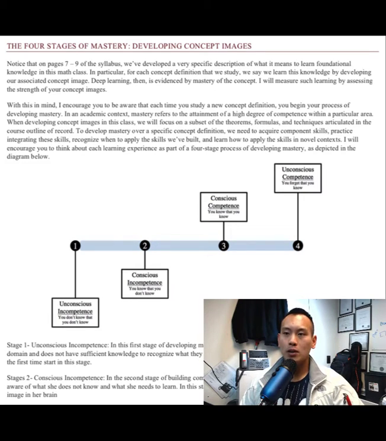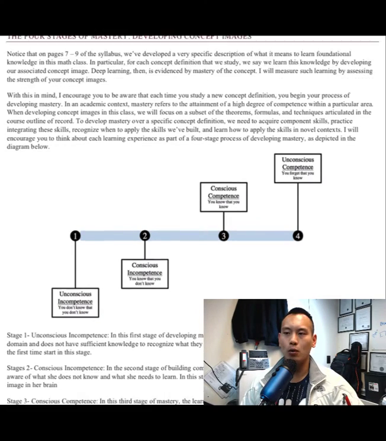To develop mastery over a specific concept definition, we need to acquire component skills, practice integrating these skills, recognize when to apply the skills we've built, and learn how to apply the skills in novel contexts. I will encourage you to think about each learning experience as part of your 4-stage process of developing mastery as depicted in the diagram below.